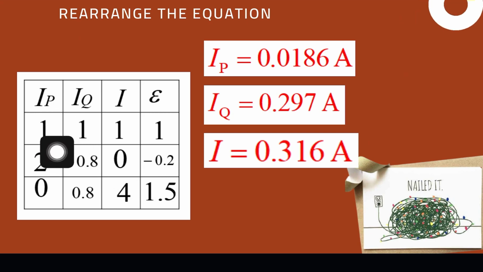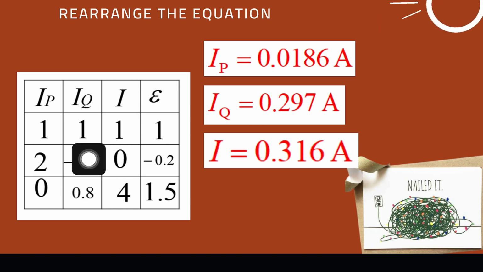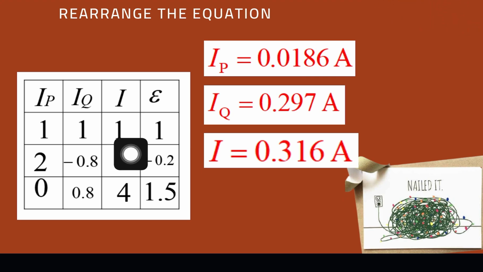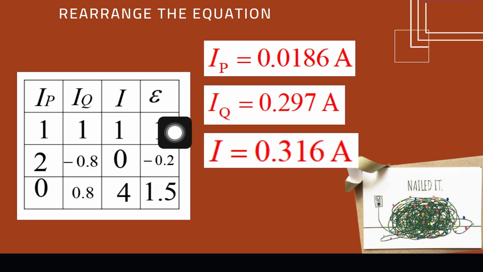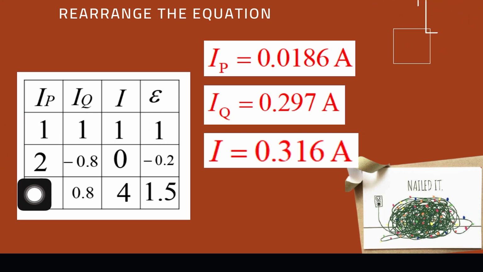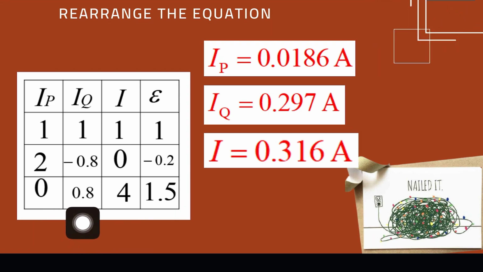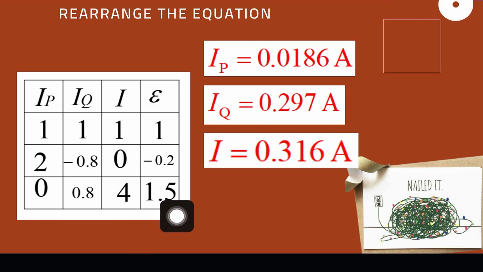magnitude of IP. So for the first equation, it is 1, 1, 1, and your E here, I'm sorry, this one should be equals to 0. So you need to change this. This one is equals to 0. For the second equation, it is 2, negative 0.8, 0, and negative 0.2. For the third equation, IP is 0, IQ is 0.8, 4, and 1.5.